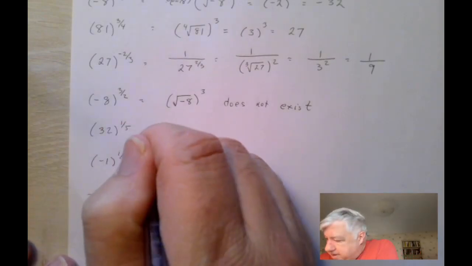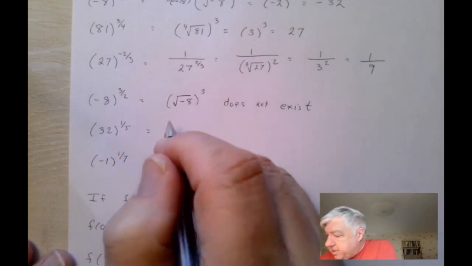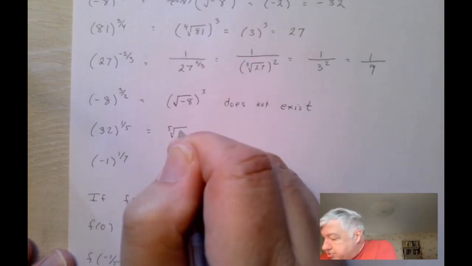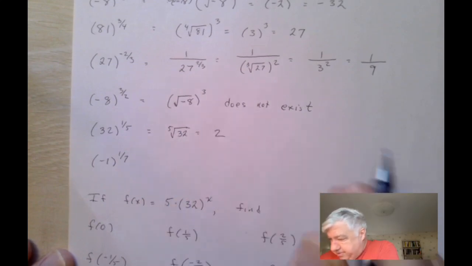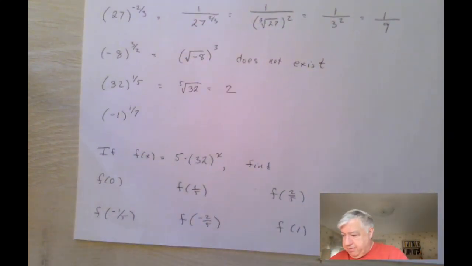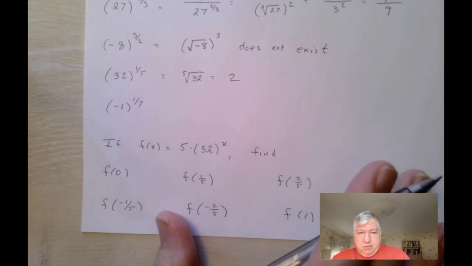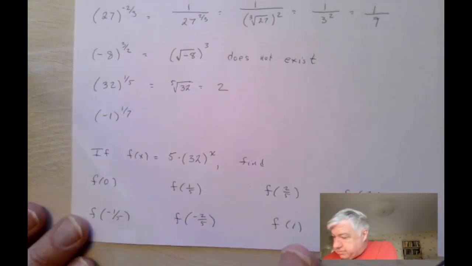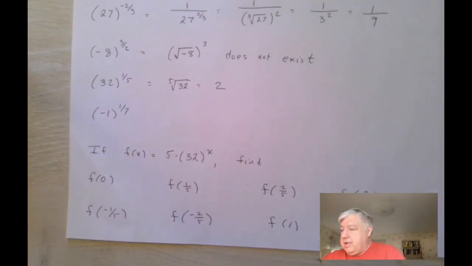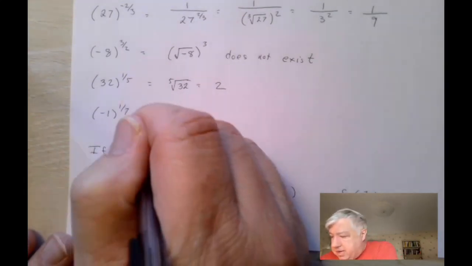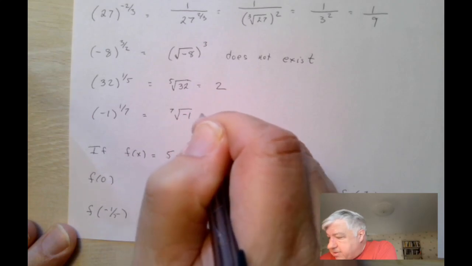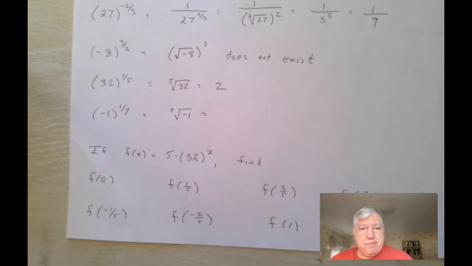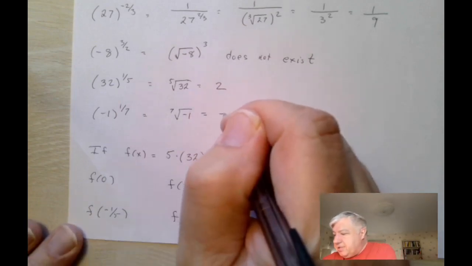32 to the 1/5 is the fifth root of 32, which is 2, since 2 to the 5th is 32. And negative 1 to the 1/7, this will be the 7th root of negative 1. When you think about it, 7 is odd, negative 1 to the 7th is negative 1, so this is just negative 1.